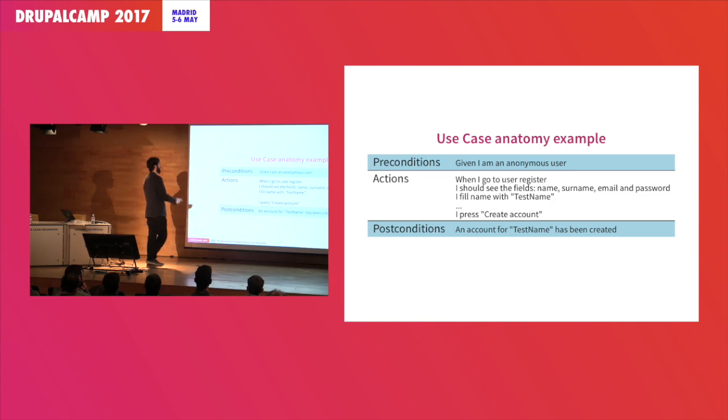So this is an example. For the previous example, the precondition is that I am an anonymous user. I don't know how, but I am an anonymous user, okay? This is an axiom. Then actions. I go to user register, I should see some fields, I fill the name, I press create, okay? And the postcondition is that an account has been created. Simple.